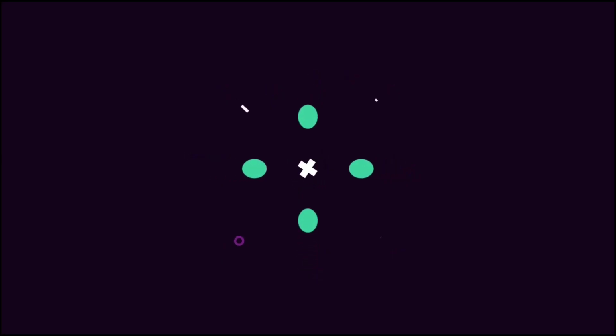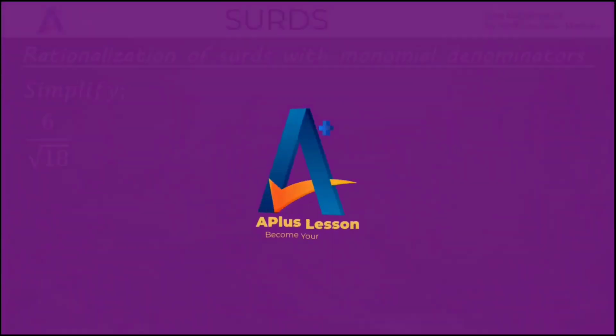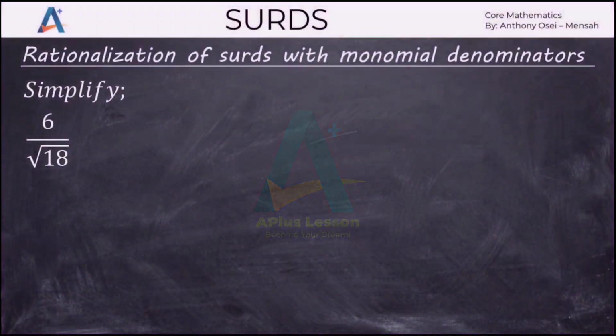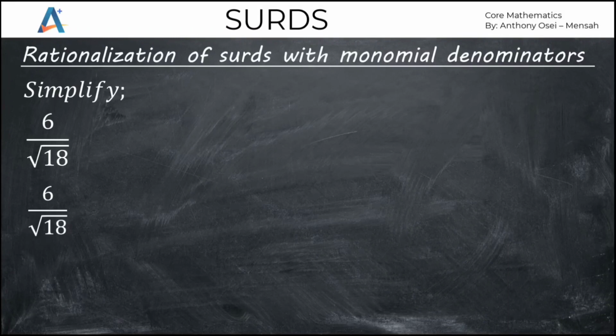Thank you. We simplify 6 divided by root of 18. Now this is a fraction, but we still have to rationalize it because the denominator is a surd, which is root 18. So this is what we do. We write the whole question again, which is 6 over root 18. Then we multiply the numerator and the denominator by the surd, which is the denominator root 18.